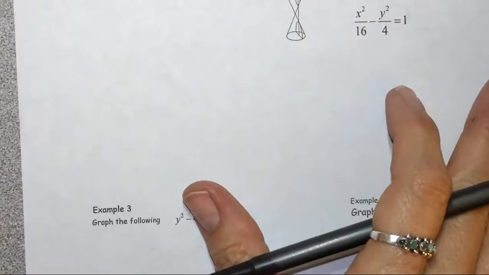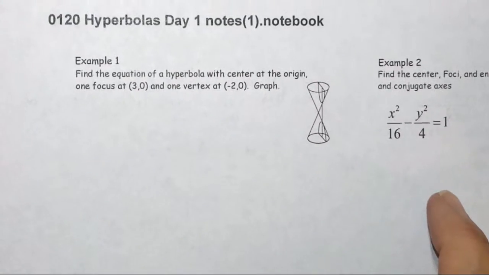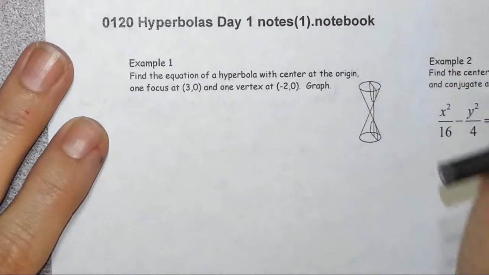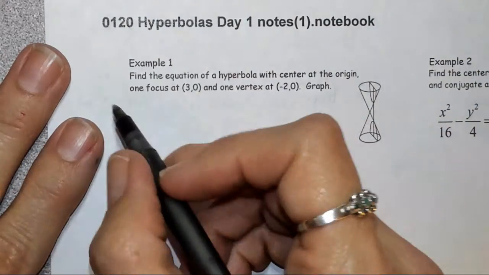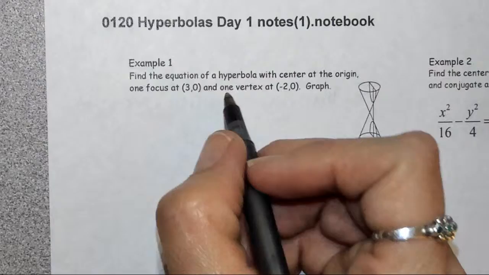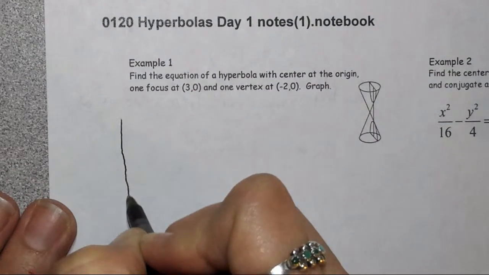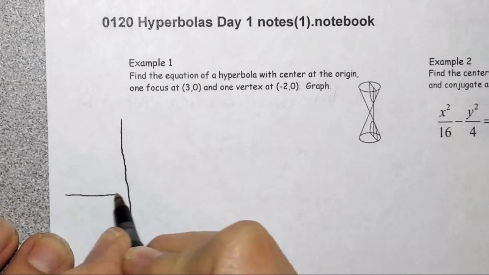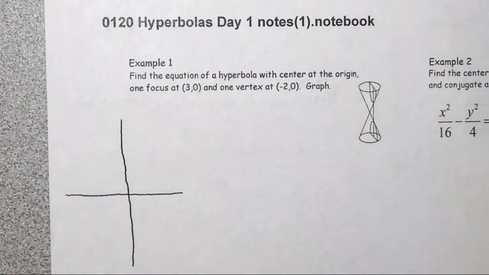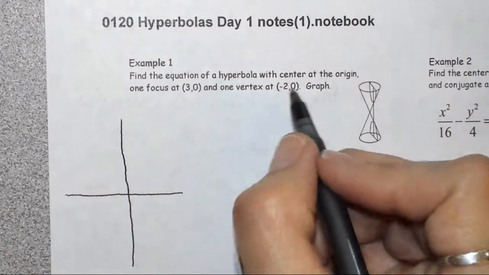So example number 1, it says find the equation of a hyperbola with a center at the origin, one focus at (3, 0), and a vertex at (-2, 0), and then they want me to graph it. So let's just go do the graph first. When you graph this, you're going to do it just like we did an ellipse to start off with. What's my center? Always do that first.